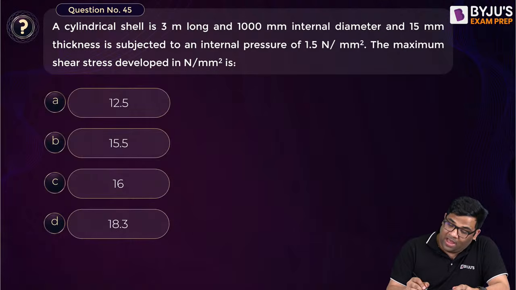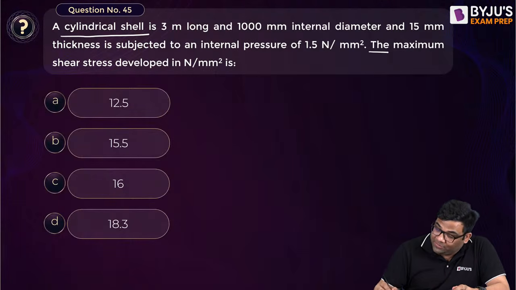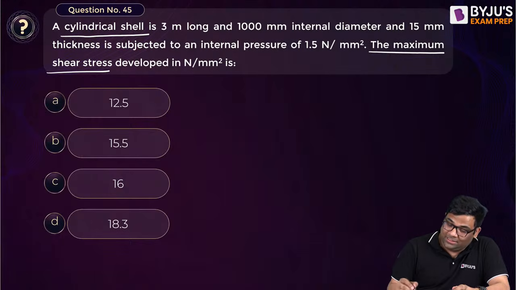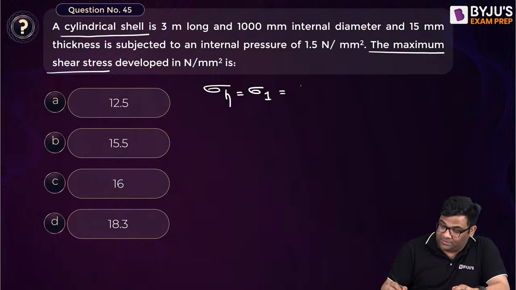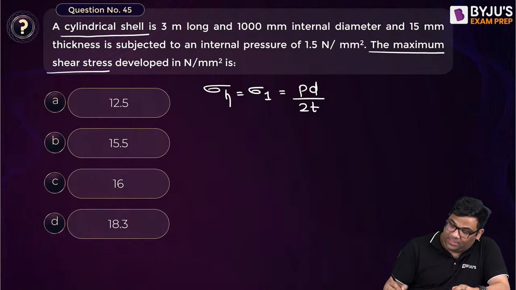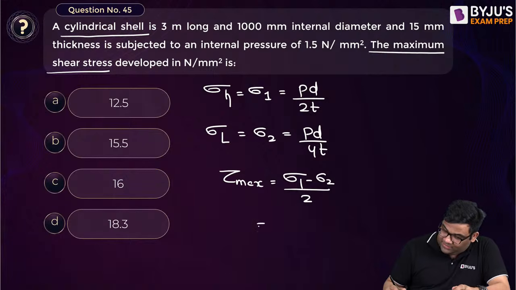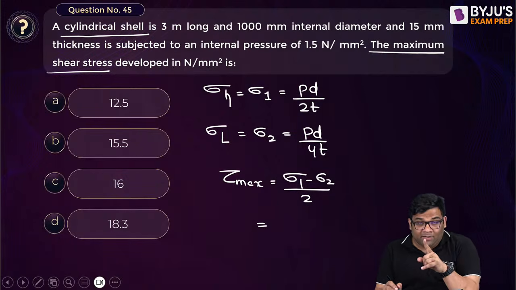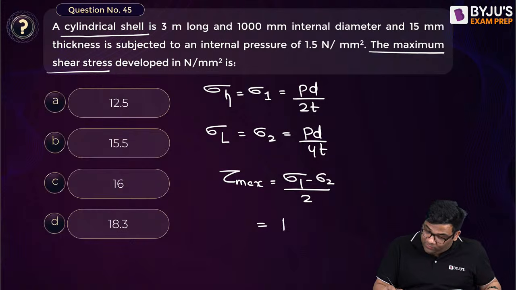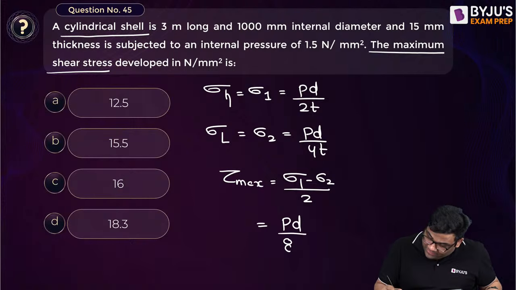So we have a cylindrical shell. The maximum shear stress is asked. Very easy, right? You see, this hoop stress is the sigma 1 actually, the major principal stress, PD by 2T. The longitudinal one is the minor one, that is PD by 4T. So what will be the maximum shear stress? The maximum shear stress is the difference of the principal stresses divided by 2. So PD by 2T minus PD by 4T is PD by 4T, divided by 2, giving PD by 8T.